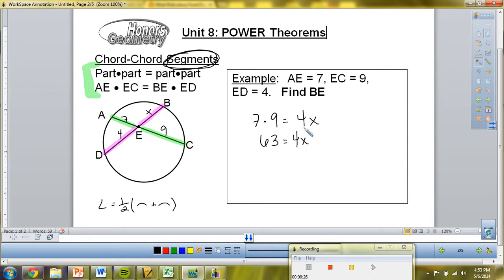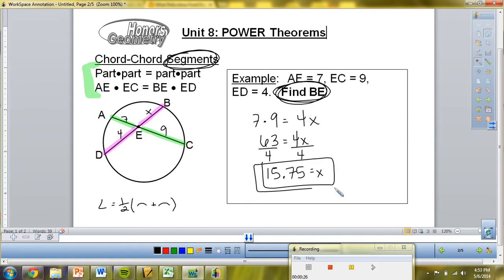And in order to find my X, I just simply divide on both sides. And I get 15.75 for my X. They did ask me to find BE, but BE was being represented by X, so finding X is enough. I don't need to worry about substituting back in to find BE. And that's it. So again, the math isn't that difficult. It's just knowing which formula to use for which figure.